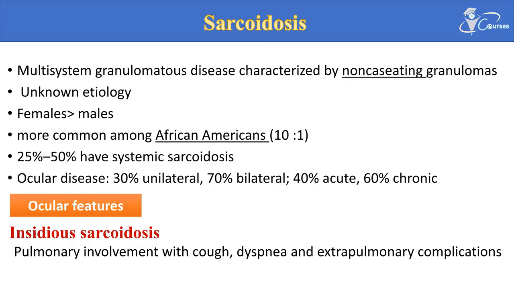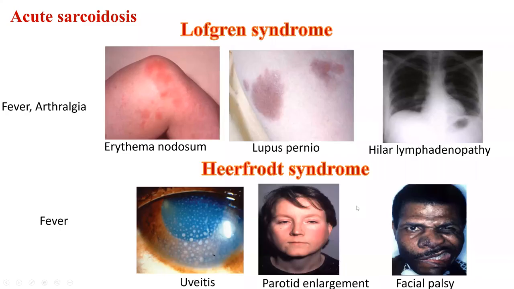So what will be the ocular features? It depends on what will be the course. In the insidious sarcoidosis, those patients will have pulmonary involvement in the form of cough, dyspnea, extrapulmonary complications. But if the patient has acute sarcoidosis, it may take one of two forms or two syndromes, the Lofgren syndrome or the Heerfordt syndrome.